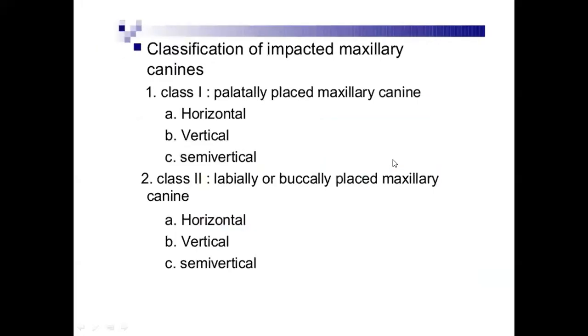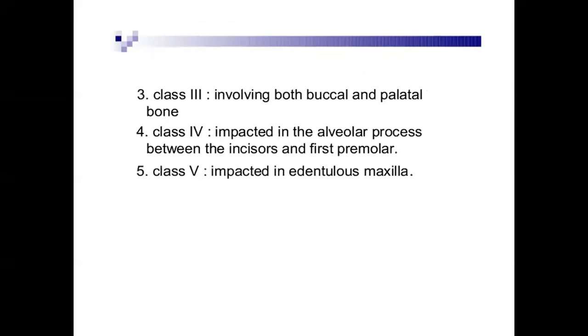Coming to the classification of impacted canine, it has been divided into class 1, class 2, class 3, class 4, and class 5. Class 1 indicates the canine is palatally placed, which is further divided into horizontal, vertical, and semi-vertical. Whereas in class 2, the canine is labially or buccally placed, which is further divided into horizontal, vertical, and semi-vertical. Class 3 involves both the buccal and the palatal bone. It means that part of the canine is present palatally and part of the canine is present buccally.